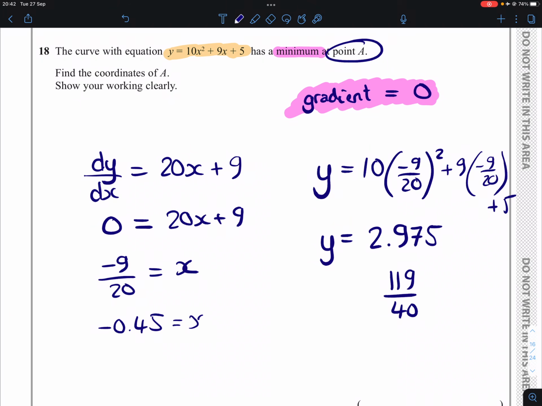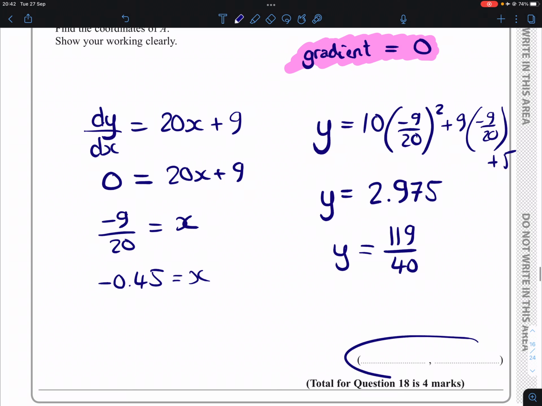So either way, whether or not you choose to use decimals or fractions, the only thing I'd say is that when you write it in here, if you go fractions or decimals for one, go fractions or decimals for the other. And because of the fact that these are quite nice decimals, I'm going to go ahead and write it in like that. And that is the point A, our turning point.